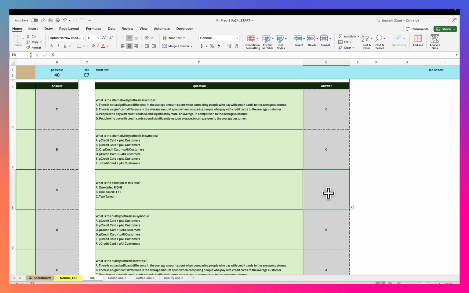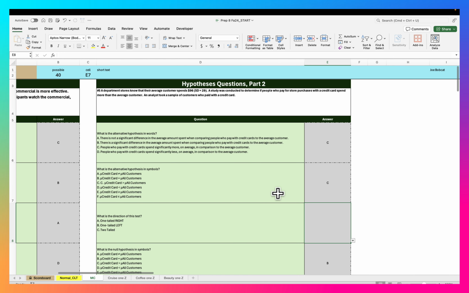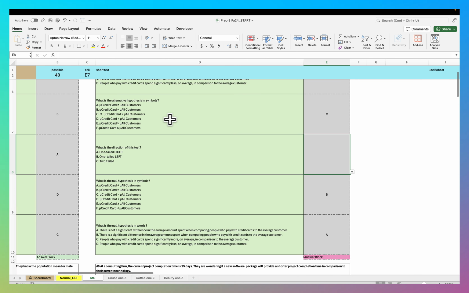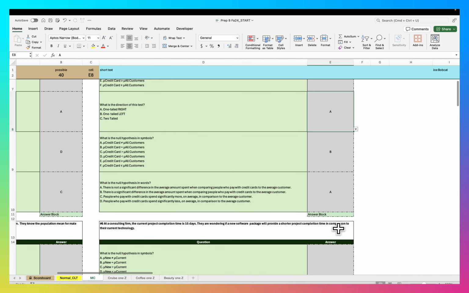And then finally, what's the direction of this test? This test is more, right? The keyword more means greater than, bigger than. So it's to the right because basically it's going to be a positive number, an increase. And we get that answer block as well.